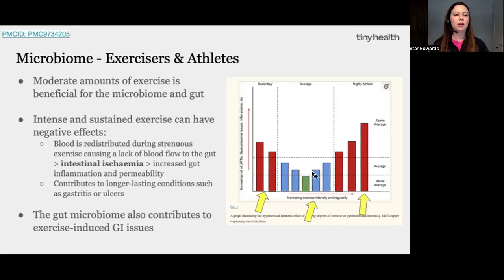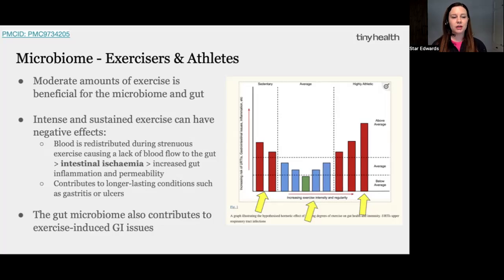And this is because blood is redistributed during strenuous exercise, causing a lack of blood flow to the gut. So it's shunted away from the gut to other muscles. This increases gut inflammation and permeability. Now, over time, this decreased blood flow to the gut contributes to longer lasting conditions such as gastritis and ulcers.